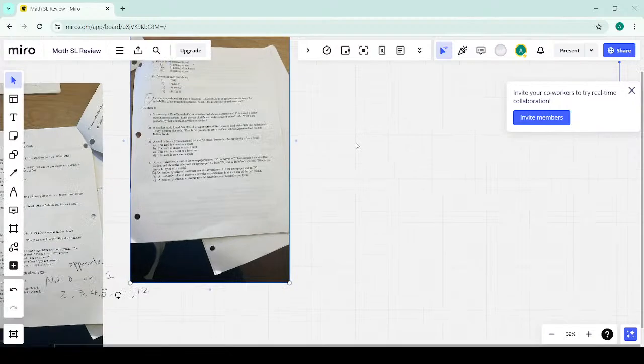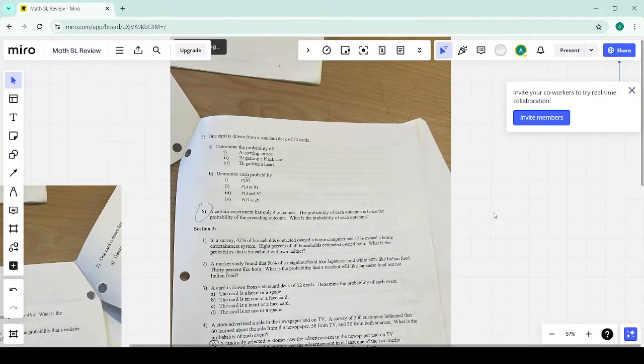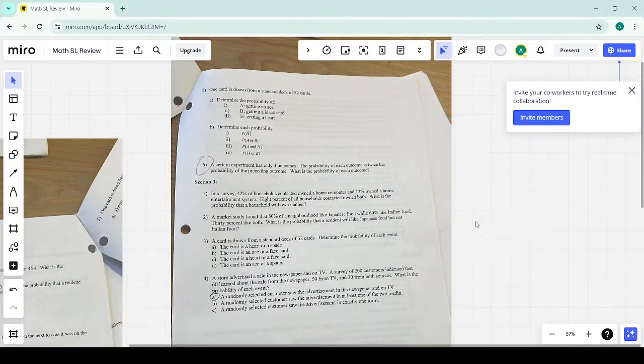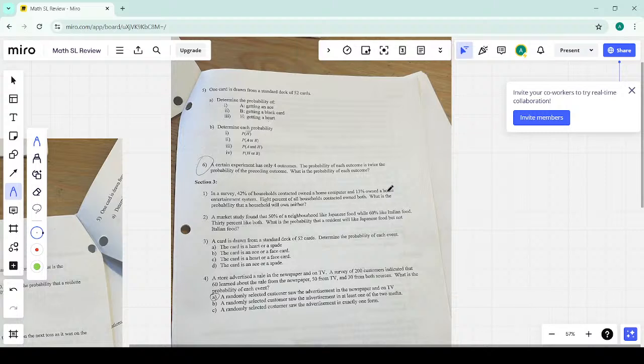There you go. Okay. This time it worked. Okay. So, a certain experiment has only 4 outcomes. The probability of each outcome is twice the probability of the preceding outcome. What is the probability of each outcome? Okay. So, a certain experiment has only 4 outcomes.